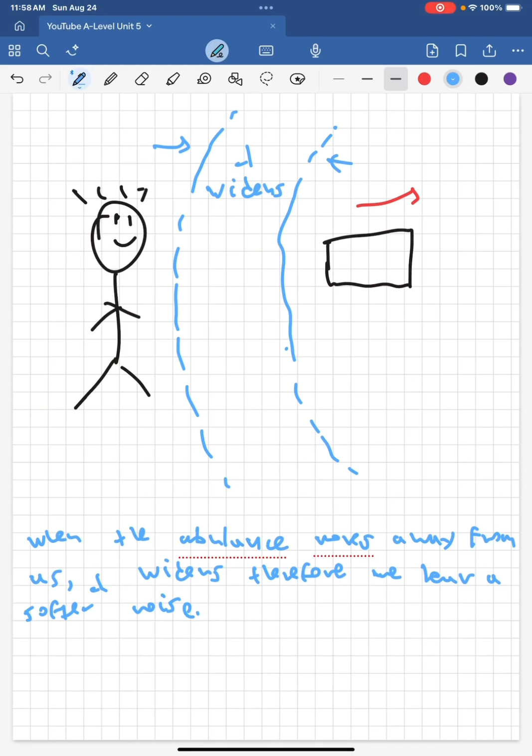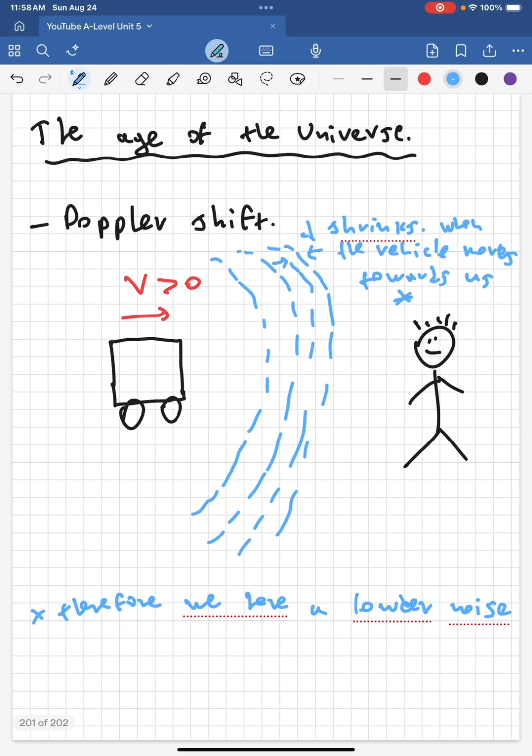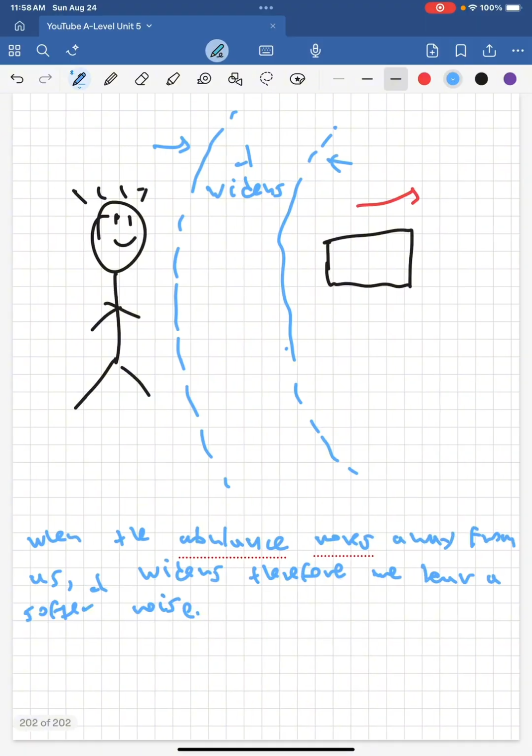And the bottom line is that if the vehicle moves towards us, then we hear a louder noise than what the sound would be if the ambulance was stationary and we were stationary as well. Okay, and if it moves away from us, then we hear a softer or less loud noise compared to what the noise should be if the vehicle was stationary. I hope this makes sense. This is a Doppler shift. If you stand out in the street when an ambulance is passing, you can actually experience the Doppler shift.